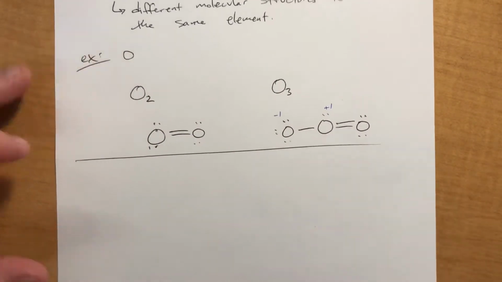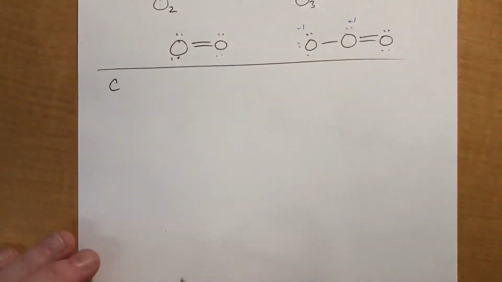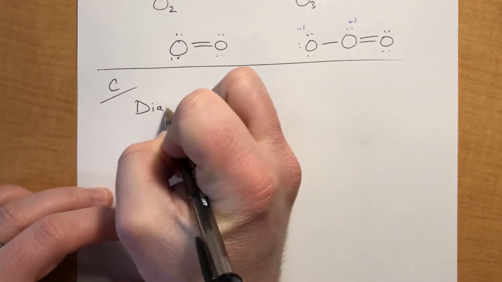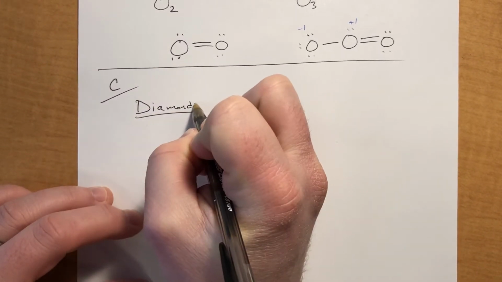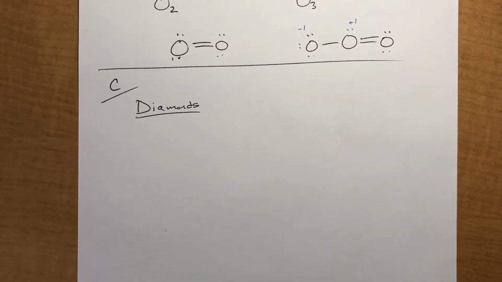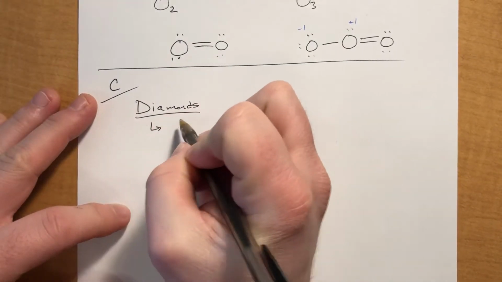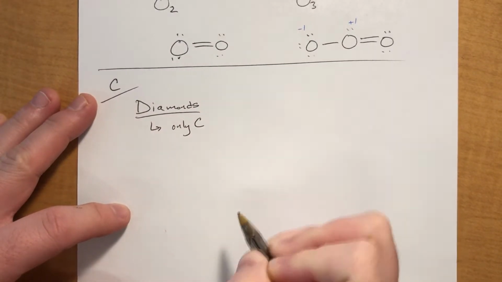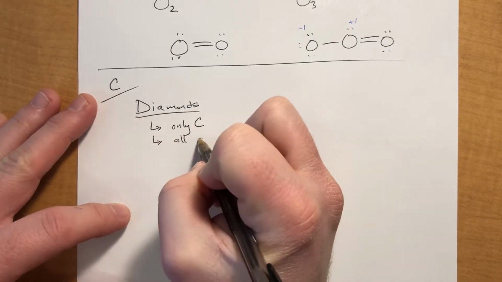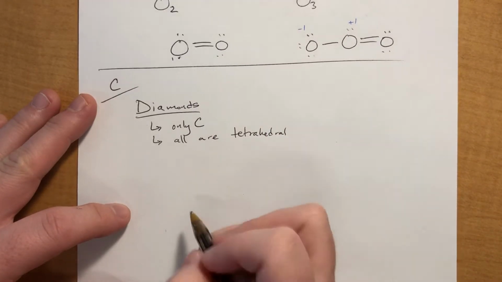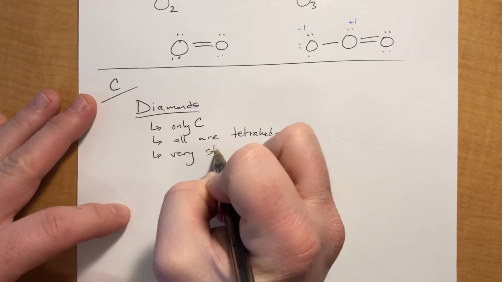Okay, the stereotypical example that everybody talks about is carbon. So I figure I should do this justice and make sure that I talk about carbon. Carbon has several different forms that it can exist in. The first, the most stable, is diamond. So, if you've ever seen a diamond, it's literally this really pretty, clear crystal. Okay, true diamonds are only made out of carbon. They all are tetrahedrals. And they're very, very stable.